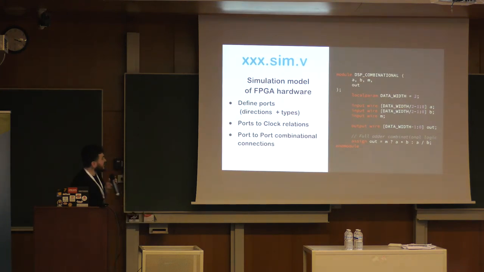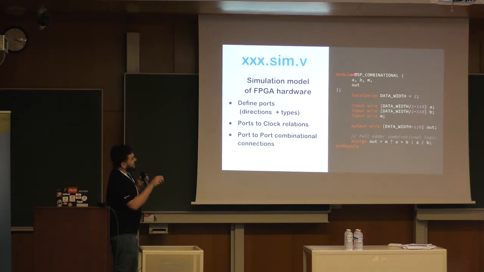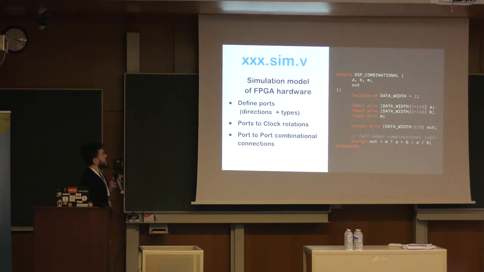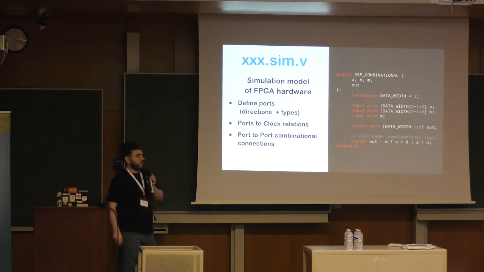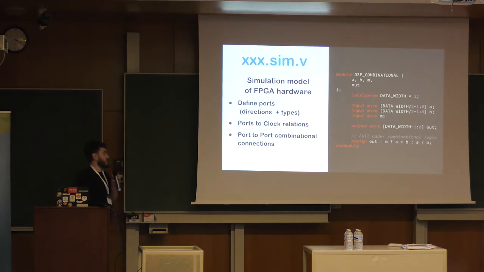This is an example from the test suite. It defines a DSP combination with some basic logic inside. So what data do we have here? It defines ports, directions, and types. Actually this one does not define any clock, but in general they define port-to-clock relations and port-to-port combinational connections. So basically this is the exact info that we define in model files, for example.